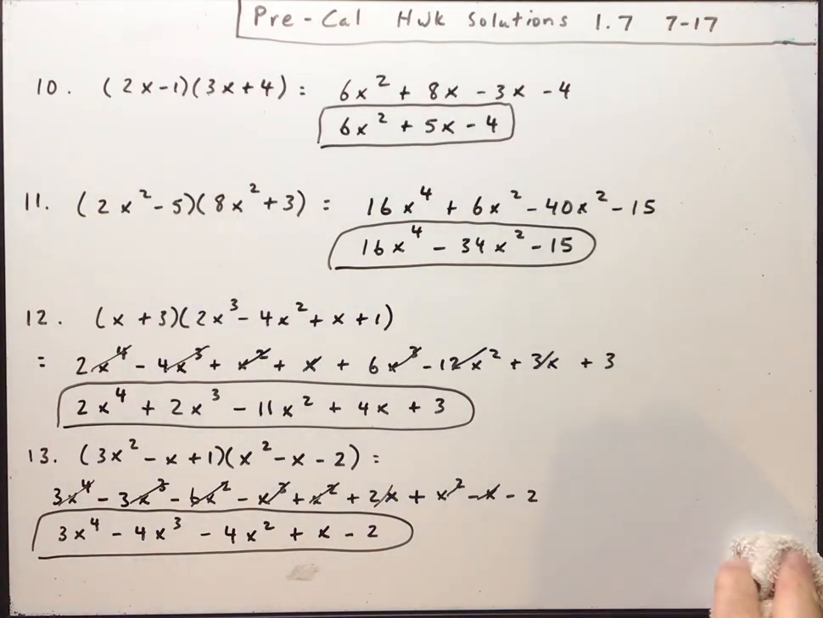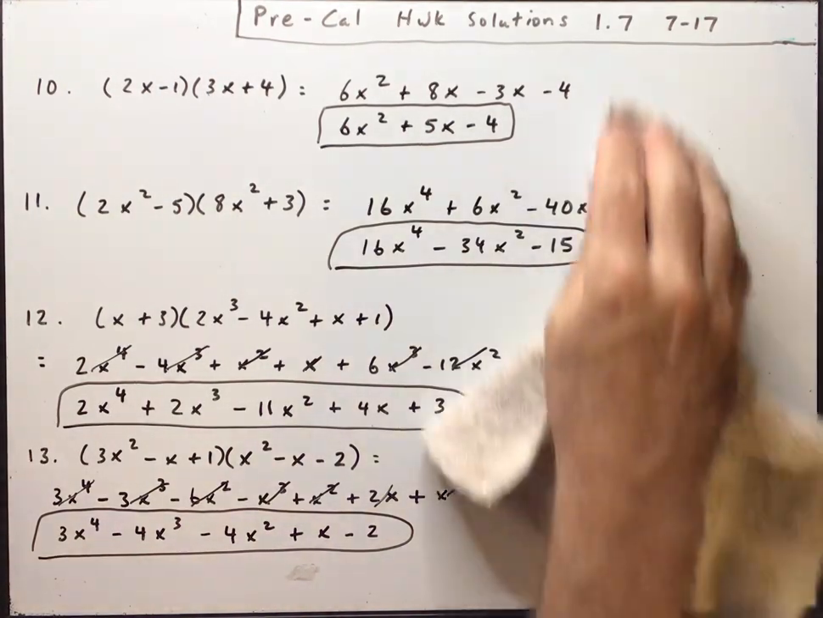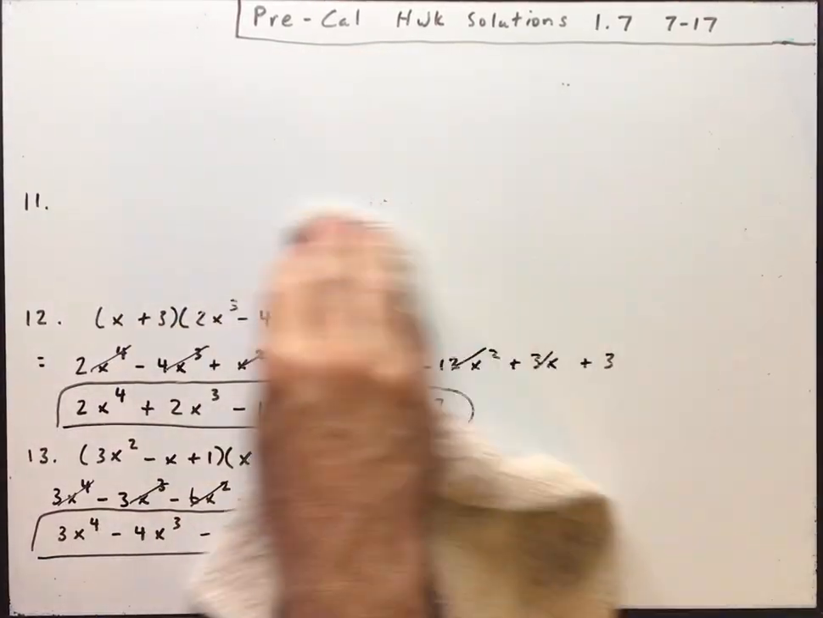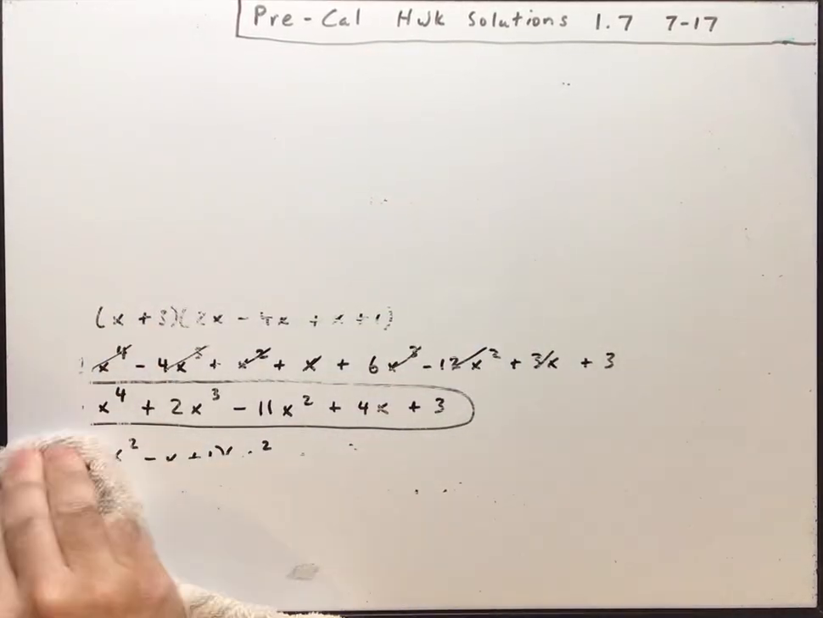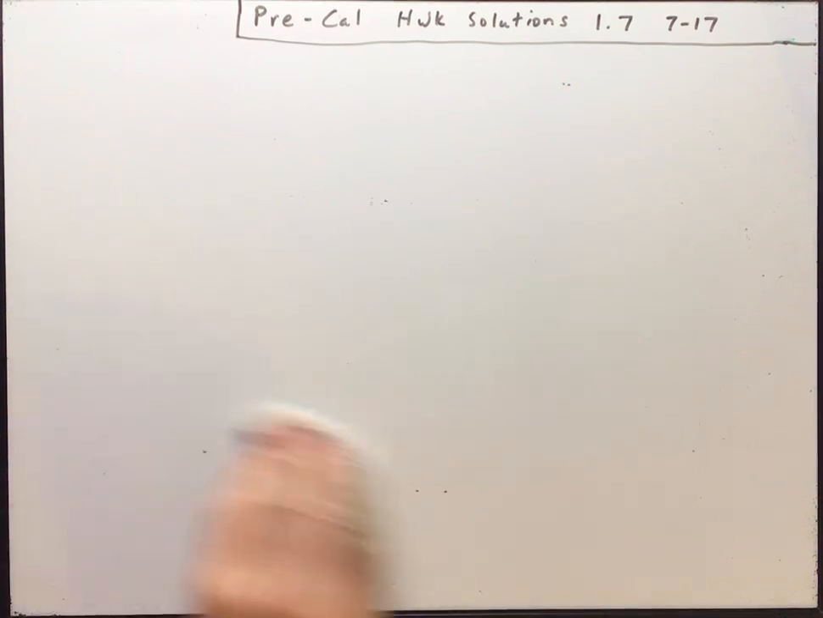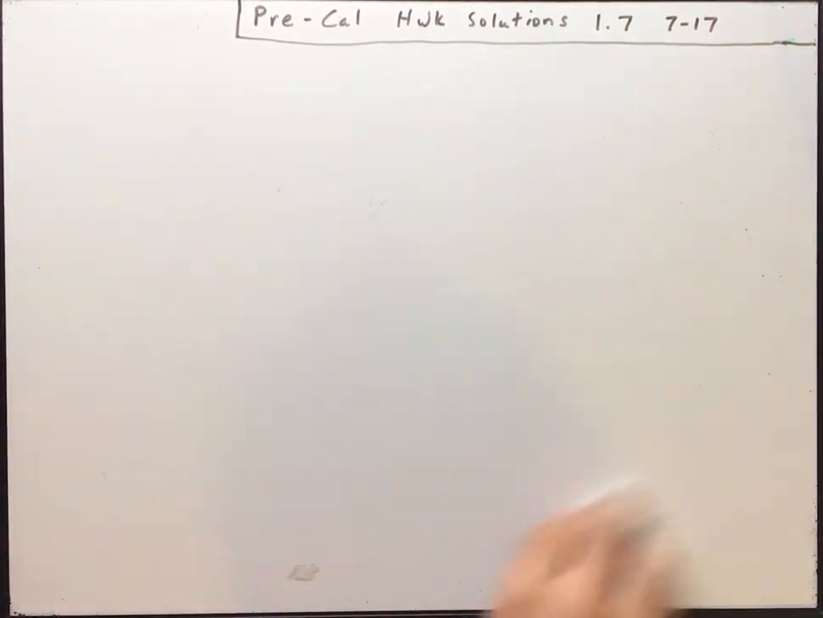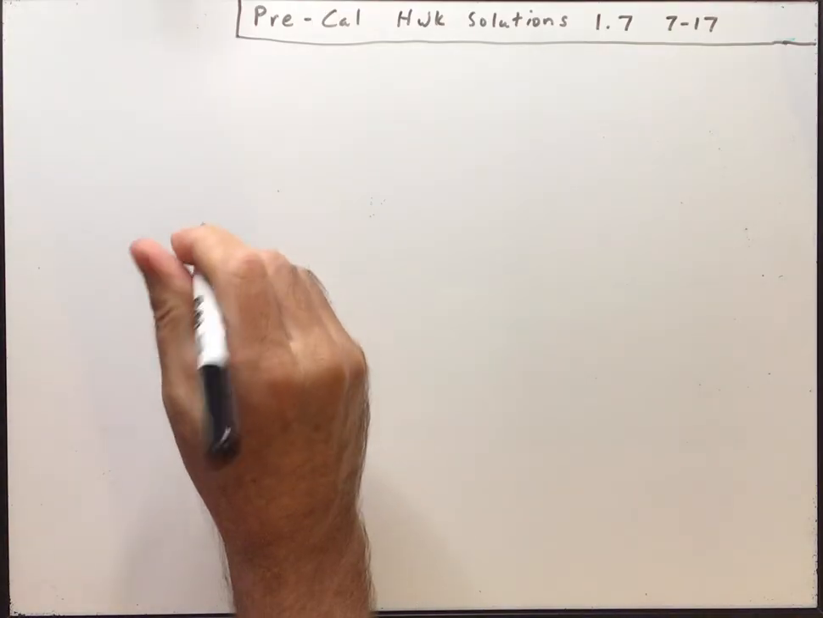So give me just a minute. Fast forward through this if you'd like. Okay, that was 13. Let's do 14.